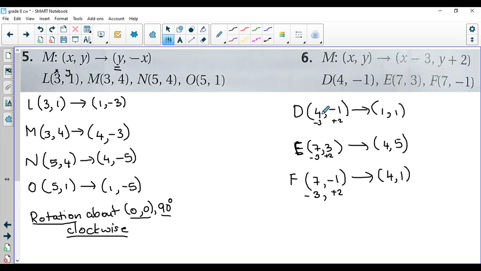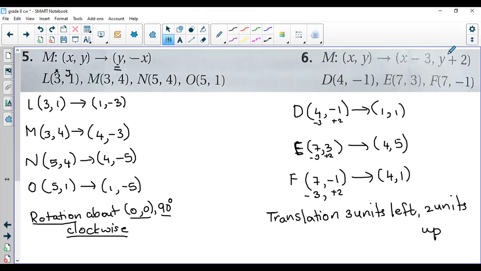So these are the coordinates of the image and these are for the pre-image. So what kind of transformation is this? This is a translation. Now when you're saying it's a translation, you need to mention how many units up or down and right or left. So minus 3 means 3 units left. Translation of 3 units left, 2 units up, as it's plus 2, which means it will move up.